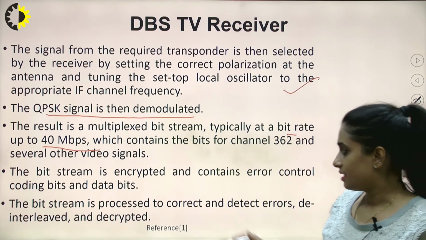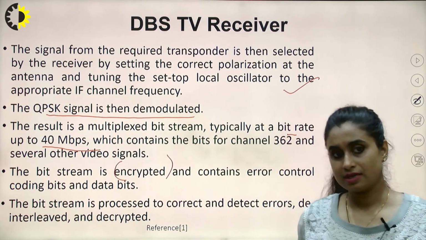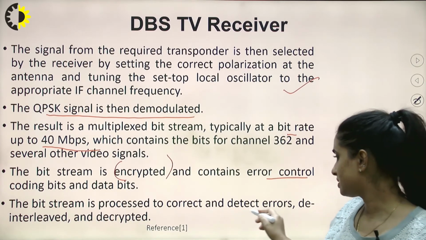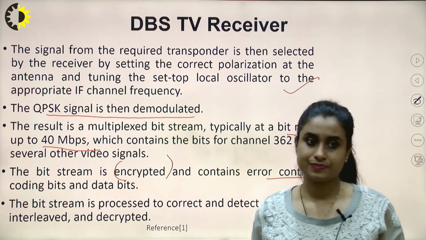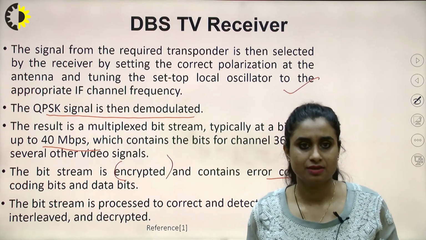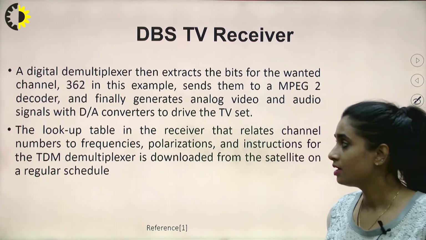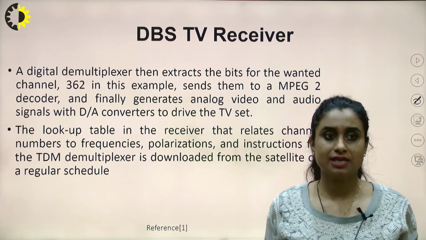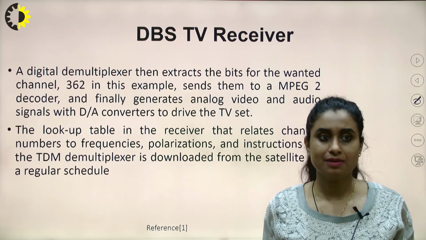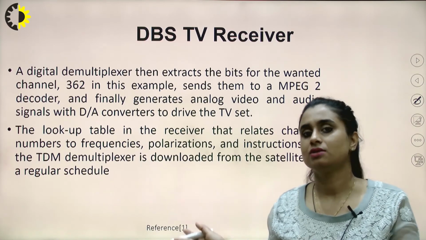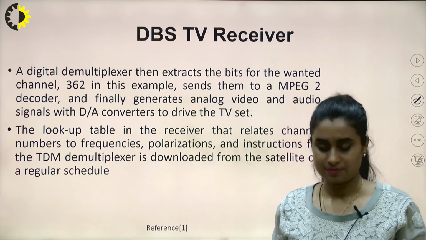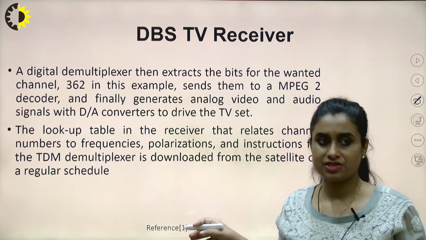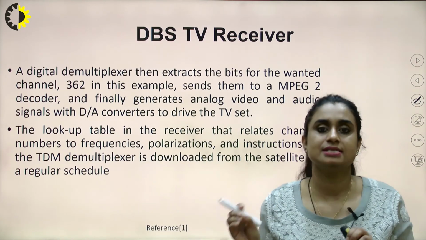The bit stream is encrypted. This is secure data and contains error control coding bits and data bits. The bit stream is processed to correct and detect errors. De-interleaved and decrypted, all discussed, right? Finally, the digital demultiplexer extracts the bits for the wanted channel, 362 here in this example, right? And finally, digital to analog conversion, which we have discussed, right? The lookup table here contains all the instructions regarding your demultiplexing frequencies and polarization.